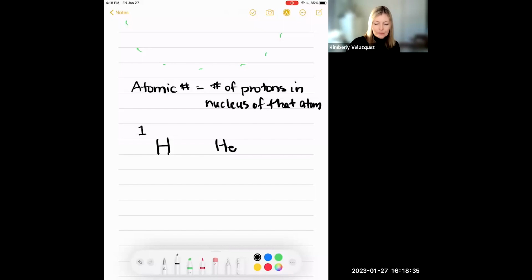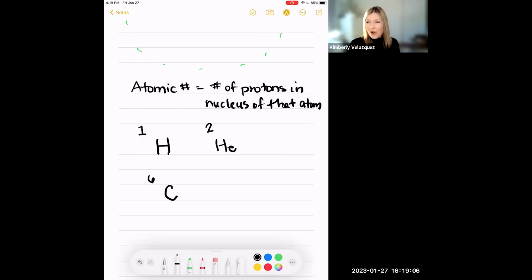Helium is atomic number 2. That means that helium has 2 protons in the nucleus. Carbon, atomic number 6, 6 protons in the nucleus, and so on. So every element on that periodic table is arranged by atomic number, and that atomic number represents the number of protons that are in the nucleus of that atom.